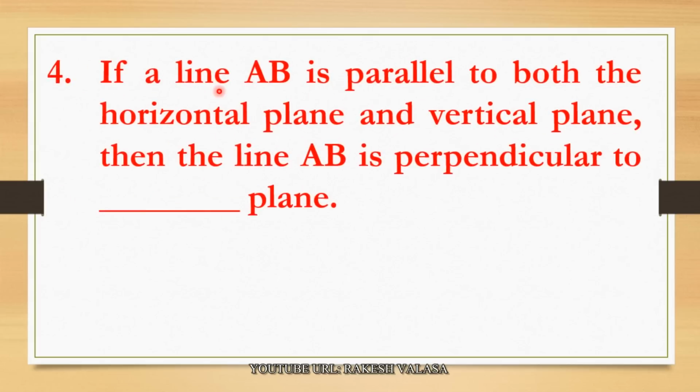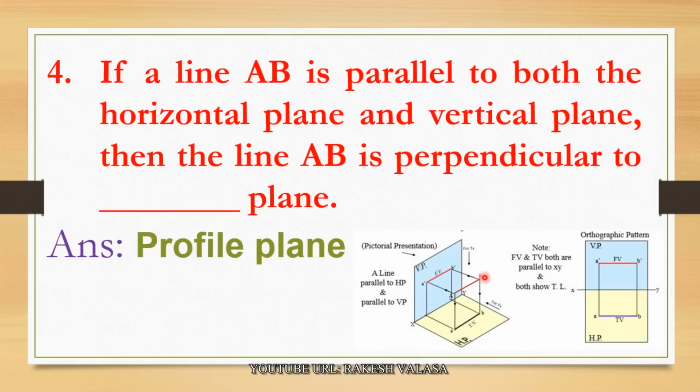Question number 4. If a line AB is parallel to both the horizontal plane and vertical plane, then the line AB is perpendicular to dash plane. This is similar like first problem. Here the line AB parallel to both HP and VP. In this case, front view and top view gives the true length. This line is perpendicular to profile plane. Here the profile plane means that plane perpendicular to both horizontal plane and vertical plane. So the correct answer is profile plane.